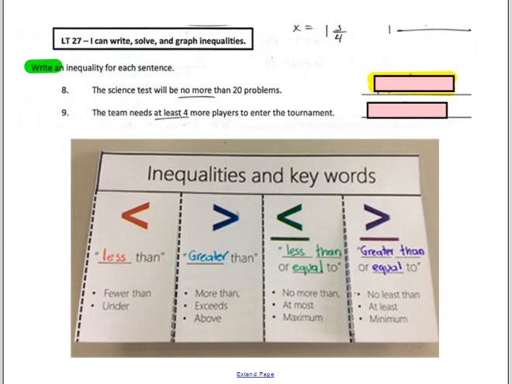This next one right here, you had to write inequalities for these scenarios, all right? So you want to remember there's some keywords that kind of let us know what inequality symbol we want to use. So when they say the science test will be no more than 20 problems, no more means that it can be up to or equal to 20, all right? So we would show it like this, okay? The number of problems on the science test, that's your variable, needs to be less than or equal to 20. All right, this one would be correct.